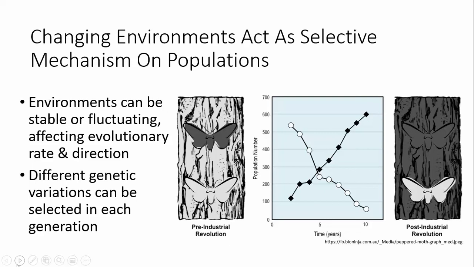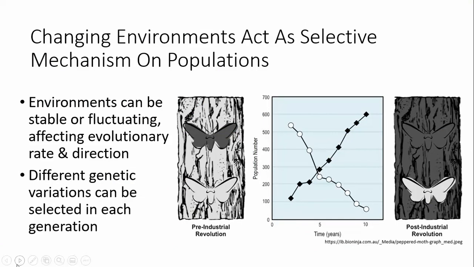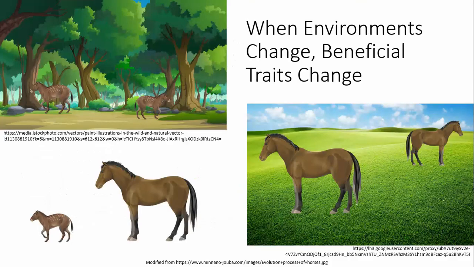So before the Industrial Revolution, it was an advantage to be light colored, like this guy. After the Industrial Revolution, it was a disadvantage to be light colored, and instead it was an advantage to be dark colored, like this guy right here. And so from generation to generation, it turns out that the favorable trait, the beneficial trait, changed from one generation to the next based on the change in the environment. This is something you see also over more long term.